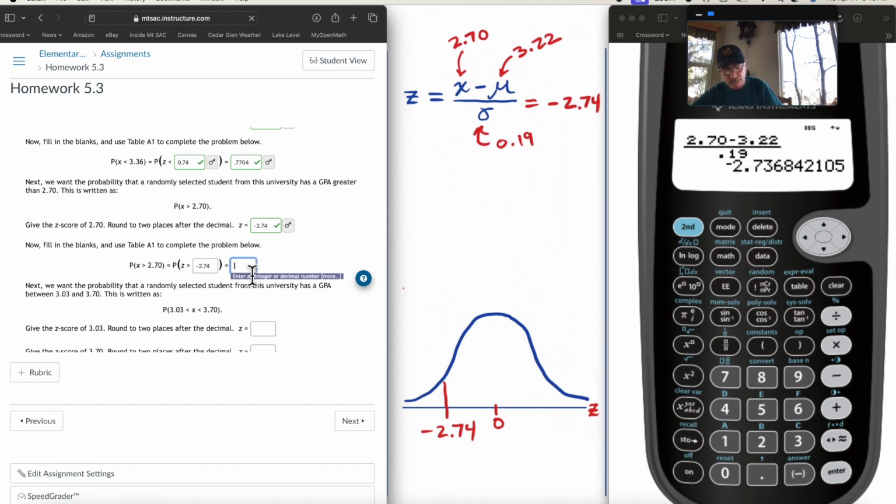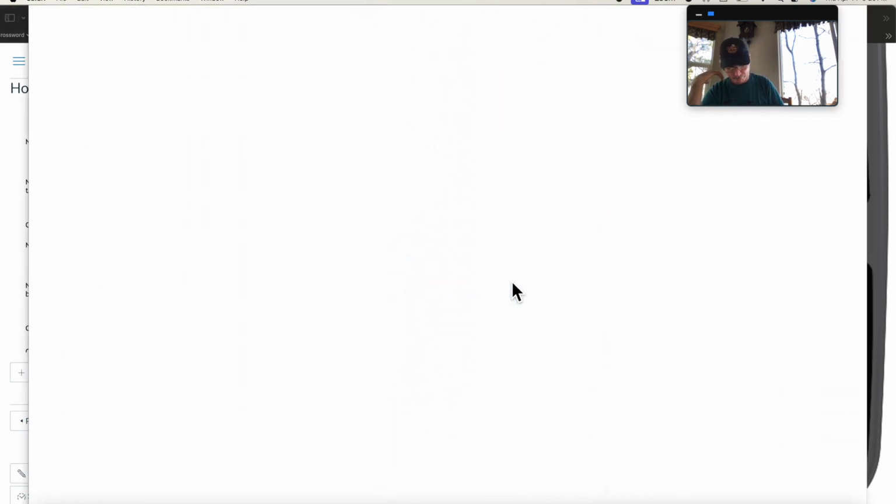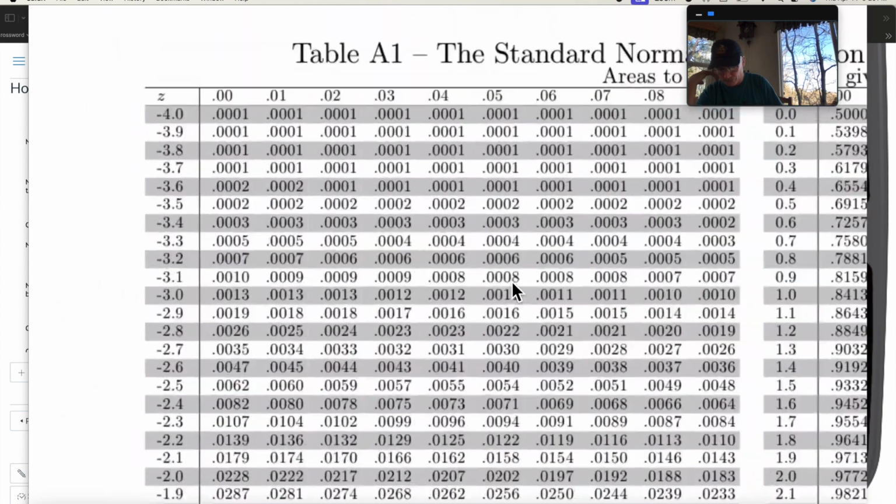And now we need to look that up. Let's just go ahead and again note we're doing a greater than problem, which means we're shading to the right on this. So I'm just going to again kind of roughly do this. Okay, and we're going to look up this negative 2.74 in table A1. But just note, table A1 only gives areas to the left. So as we slide down, we're going to look for 2.74.